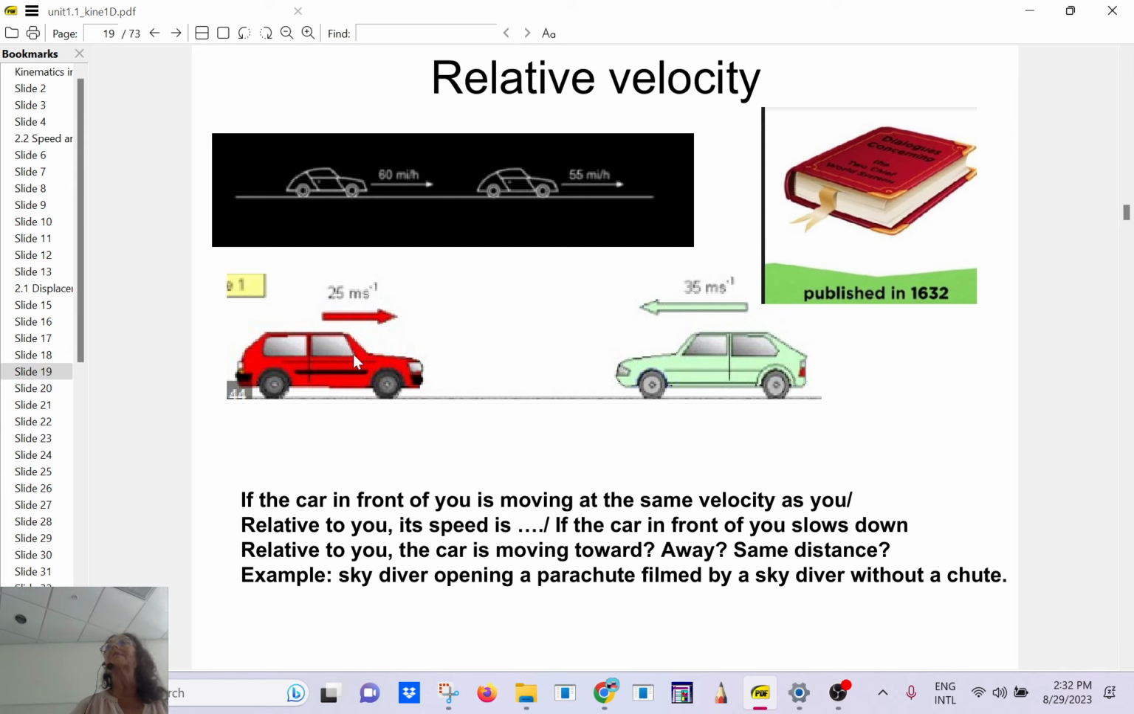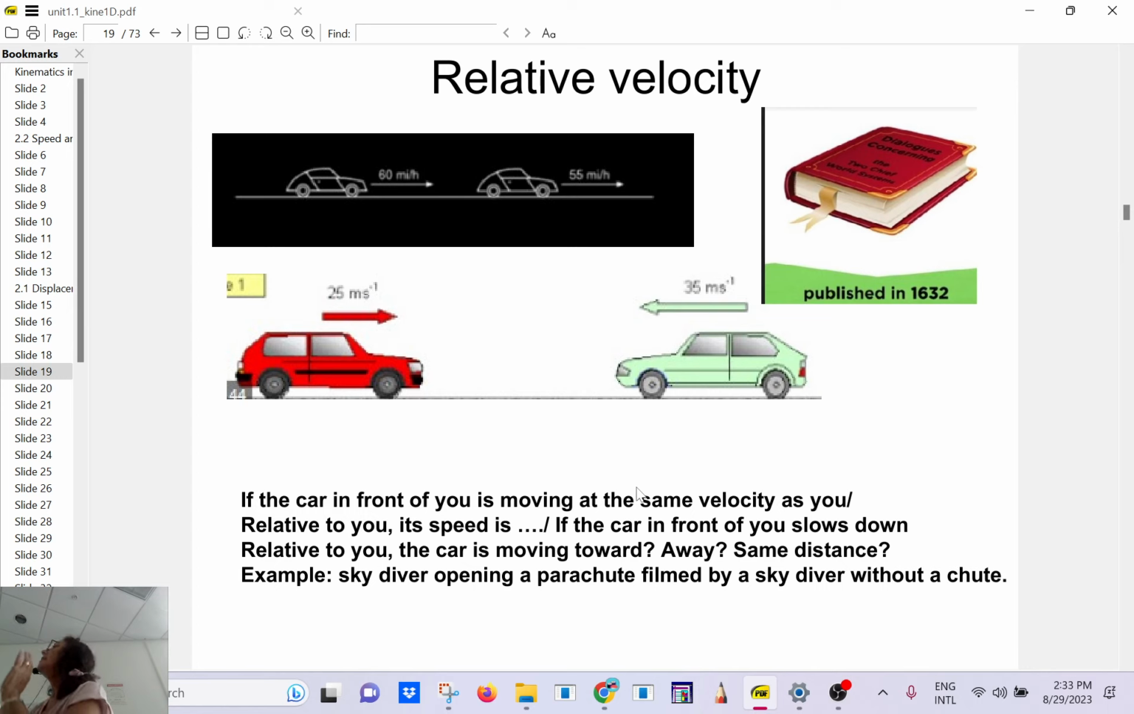But let's say you are in the car. What's going to be the velocity of the green car from your point of view? Faster. Exactly. It's going to be 25 plus 35, so 60 miles per hour. The collision will happen faster than if that car was not moving. So from the point of view of this car, that car is moving 60 miles per hour relative to you inside the red car, but it's moving at 35 miles per hour relative to someone outside. Is that clear?